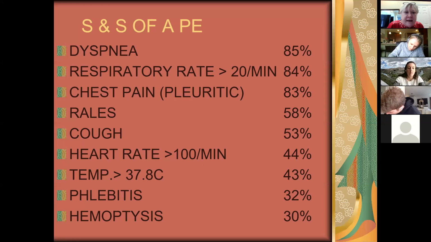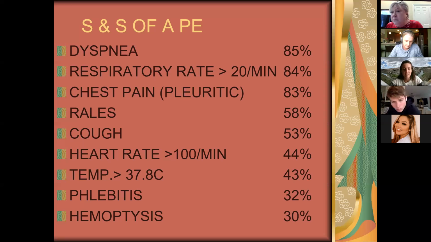85% will have difficulty breathing. 84% will be tachypneic. 83% will have pleuritic chest pain. And Abigail, describe pleuritic chest pain to me. It'll feel like you can feel it in the vessels. Like when you breathe, it's hard to breathe. Okay. Right? Increases when you take a deep breath.